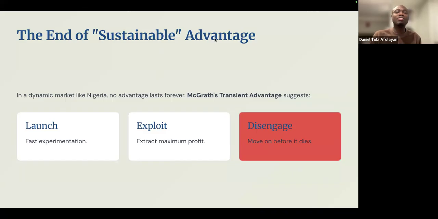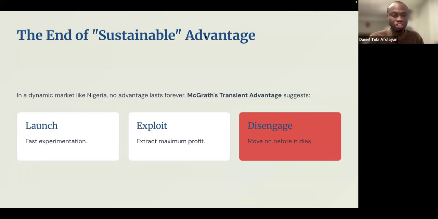And what does transient advantage mean? It means that you have to be fast sometimes. Launch fast, experiment a lot, because again, you want to exploit the market. You want to extract maximum profit and you want to know when to disengage. Sometimes, as you are doing that business, you want to be looking at the next business model because it is a transient market, a market where things are so dynamic that things do not last. So launch, exploit, and know when to disengage.